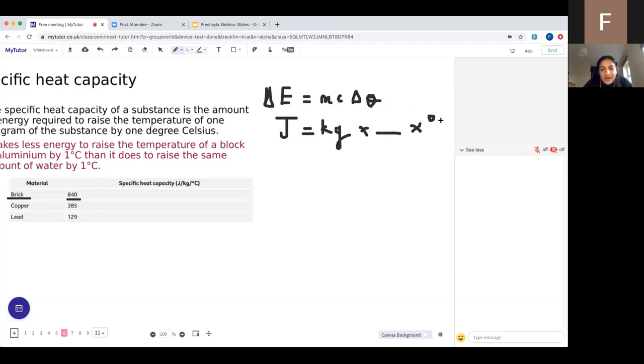Okay, so now let's rearrange that equation for C. So we divide both sides by kilograms, and then we divide by degrees Celsius, so that we get C on its own. So we can see that specific heat capacity C is measured in joules per kilogram per degree Celsius. So they're not slashes, it's really joules divided by kilograms divided by Celsius. So the amount of joules needed per kilogram per degree.